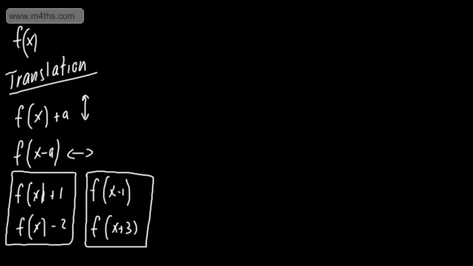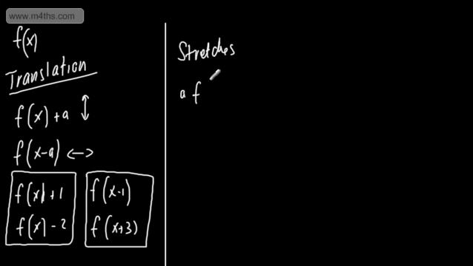The second type we're going to look at are stretches, and these are ones that often cause people most hassle. The first one we're going to look at is a f of x. This is a scale factor stretch of a in the y direction. The next one is f of ax, and this is a scale factor stretch of 1 over a in the x direction. So if it's on the inside, it's affecting the x coordinates. If it's on the outside, it's affecting the y coordinates.